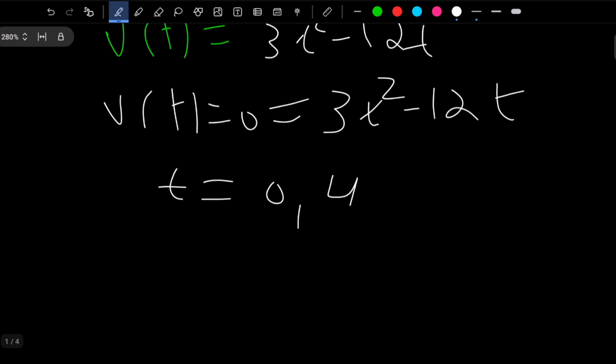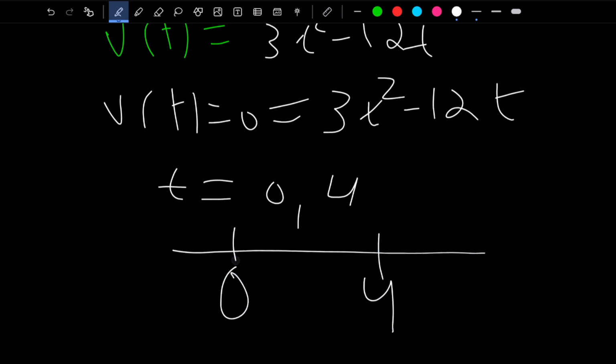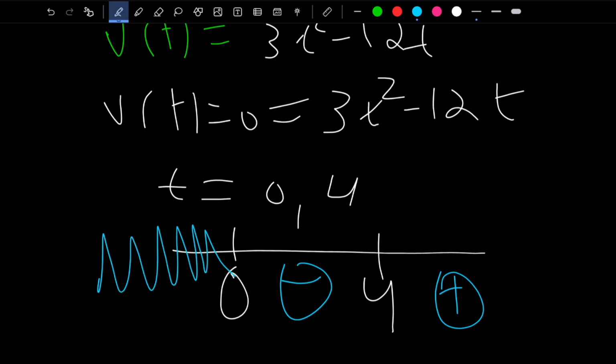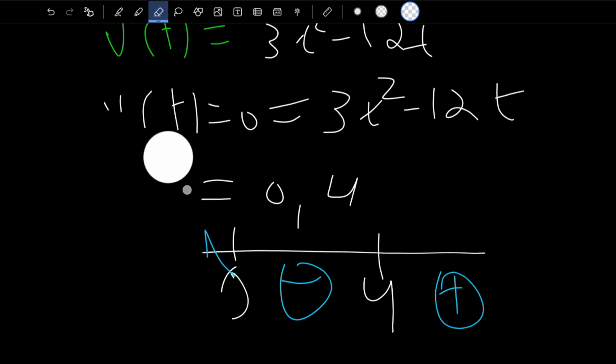Now we have to test these intervals. When we test these intervals, we can see we have 0 and 4 on our timeline. If we plug in, let's say, a 2, is it going to be positive or negative? Negative. If we plug in something above 4, 5, is it going to be positive or negative? Positive. And if we plug in anything less than 0, we can't, because there is no negative time. So that is our second example.